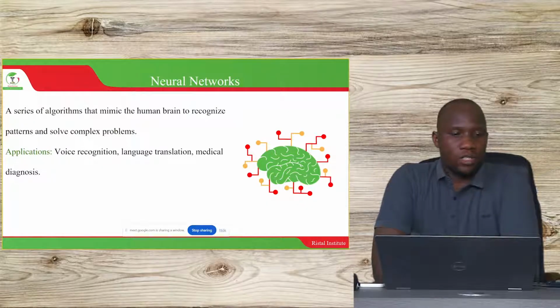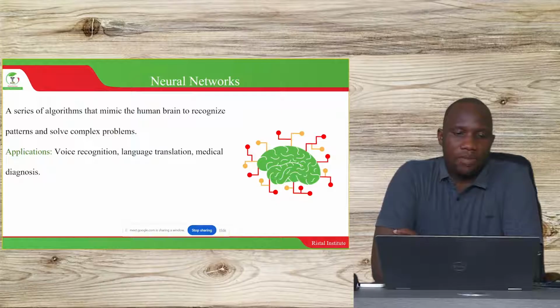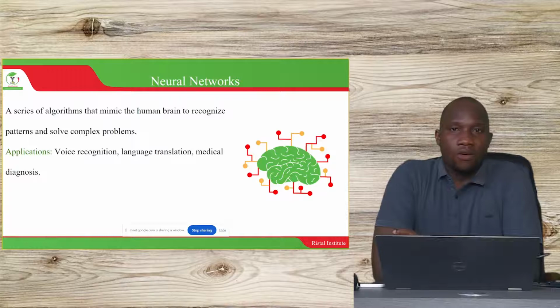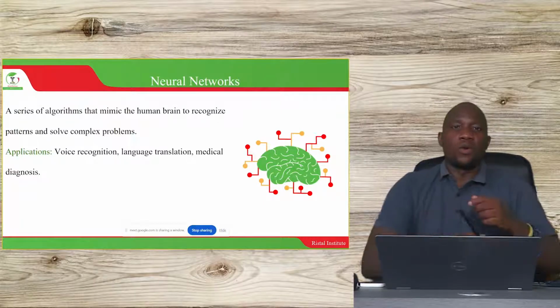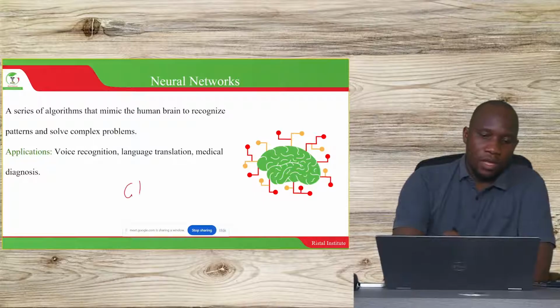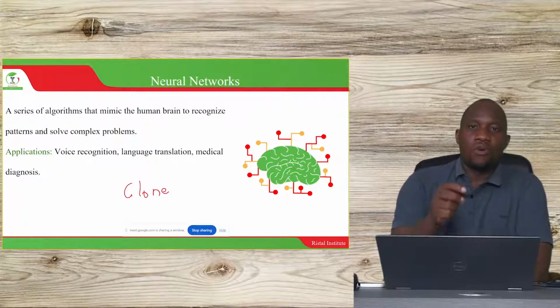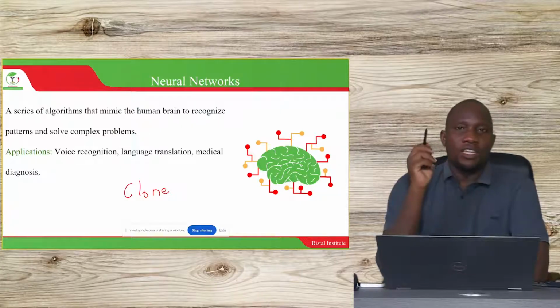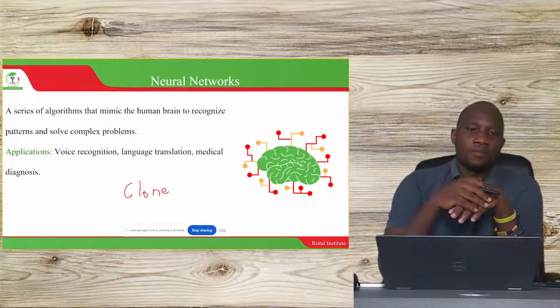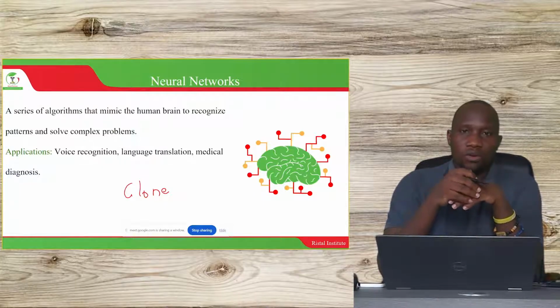So neural networks is about a series of algorithms that mimic the human brain to recognize patterns and solve complex problems. Why do we really want to understand this? You have seen, perhaps on social media, people's voices being cloned. We call it cloning. Okay, so you can use my voice, for example, to produce anything you want, as long as you have a sample of my voice. Okay, that is voice recognition.